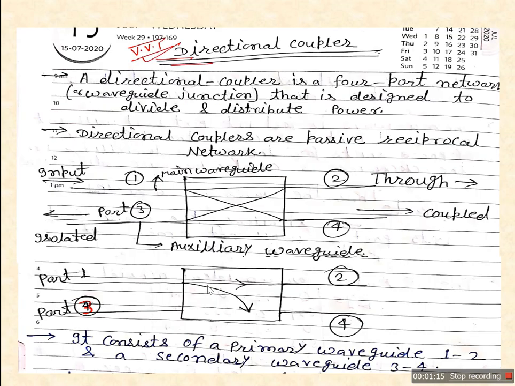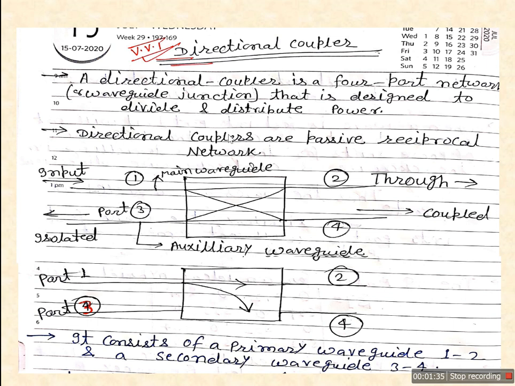Directional coupler. What is a directional coupler? A directional coupler is a four-port network or waveguide junction that is designed to divide and distribute power. It is basically used to divide and distribute power. Let's see how it divides and distributes.